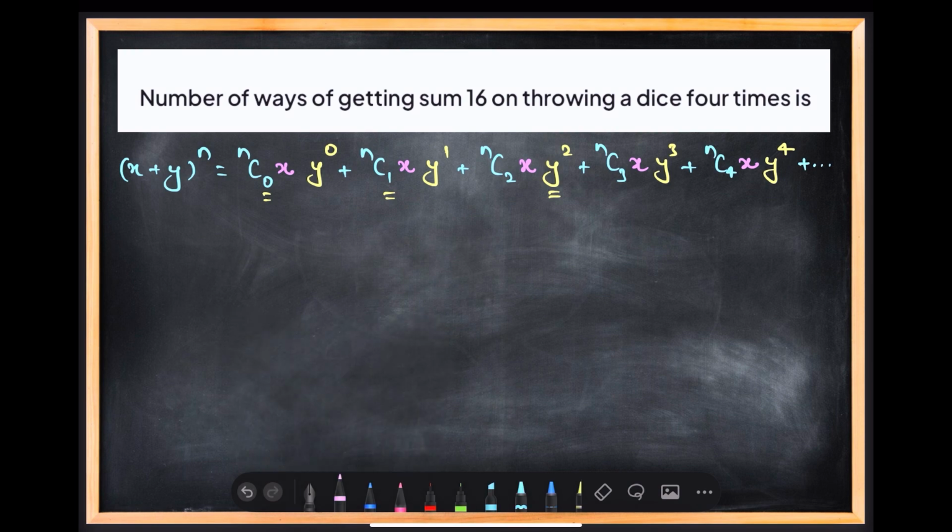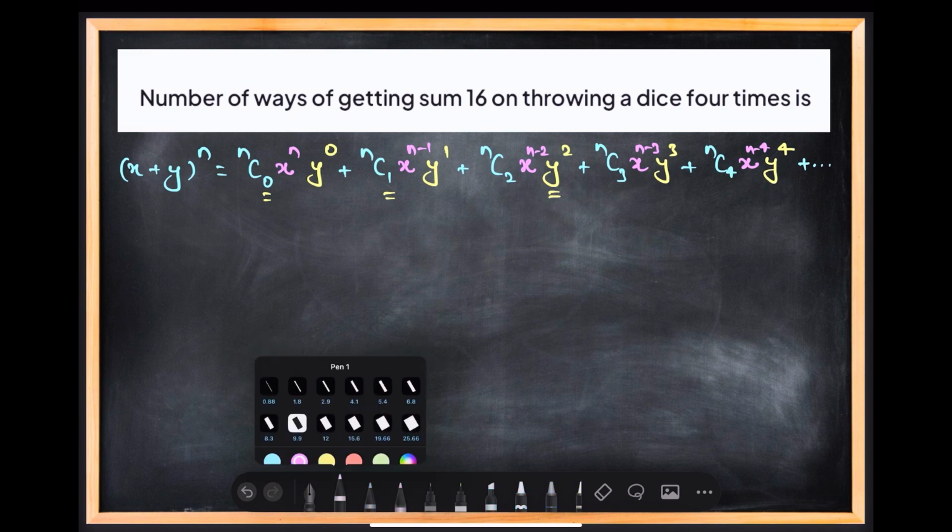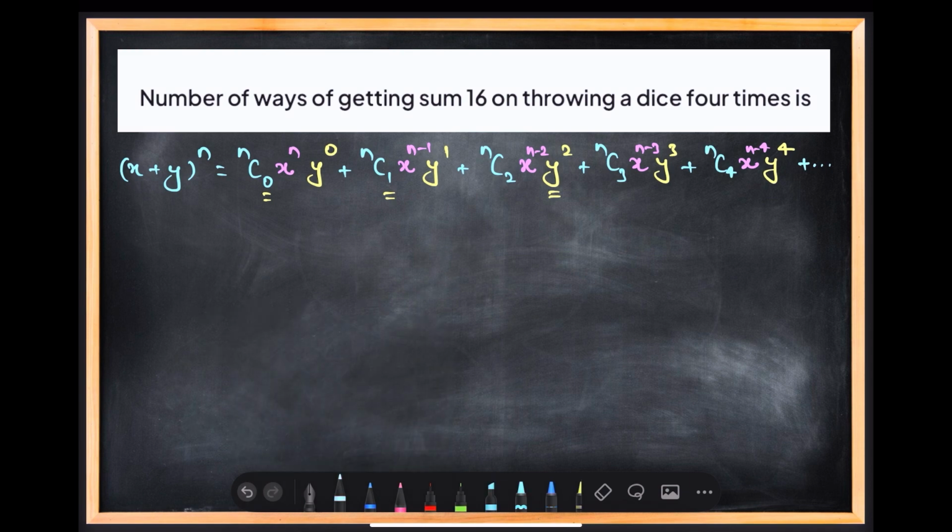Now focus on x. The sum of the powers of the variables should be n. So y is taking 0, so x will be taking n. y is taking 1, so x will be taking n minus 1, n minus 2, n minus 3, n minus 4. So this is the expansion of the binomial (x plus y) power n. Now recently you have simplified (1 minus x) power minus n. So you have to take help of this as well.